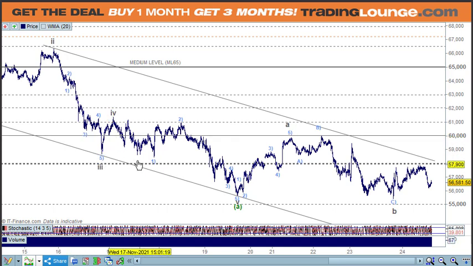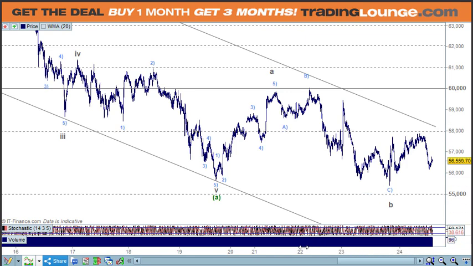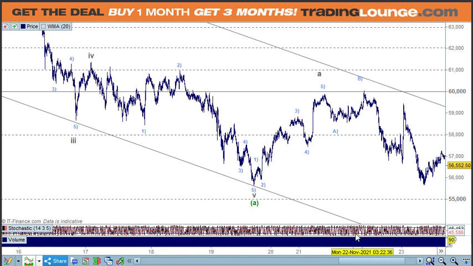So this is a bit of a different count here. We've got 1, 2, 3, 4, 5 for 1 here, A, B, C for 2, and then I've got 1, 2, 3, 4, and 5 here for the 3rd wave, the 4th wave, and the 5th wave, and that way it all fits in quite nicely at that point. So yeah, I was quite comfortable with that.